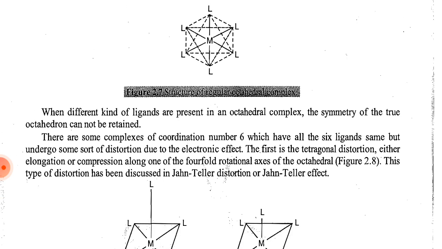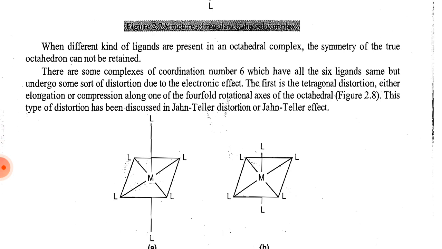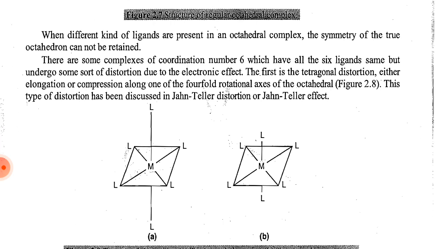This is the structure of a regular octahedral complex. Now, when different kinds of ligands are present in an octahedral complex, the symmetry of the true octahedron cannot be retained. There are some complexes of coordination number 6 which have all six ligands the same but undergo some kind of distortion due to electronic effects.